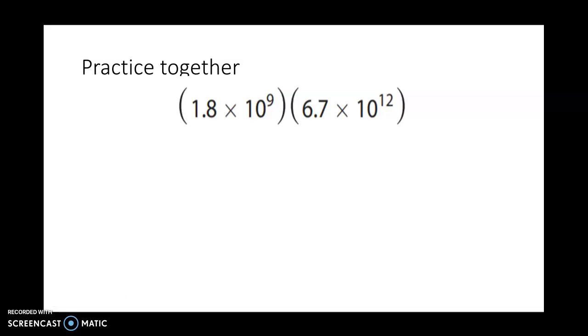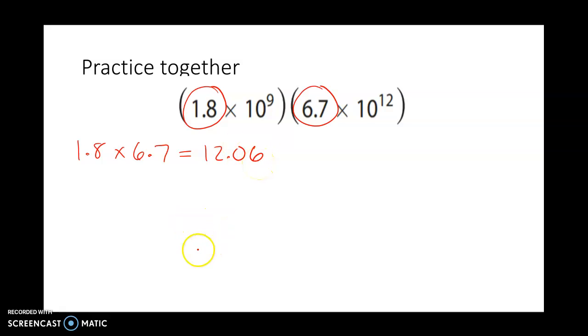Here we go. So we are multiplying. When we multiply, first we're going to multiply these first two numbers. So just take a calculator and multiply them. Type in the calculator 1.8 times 6.7. So 1.8 times 6.7 equals 12.06. Okay, so that's the first part of our answer.